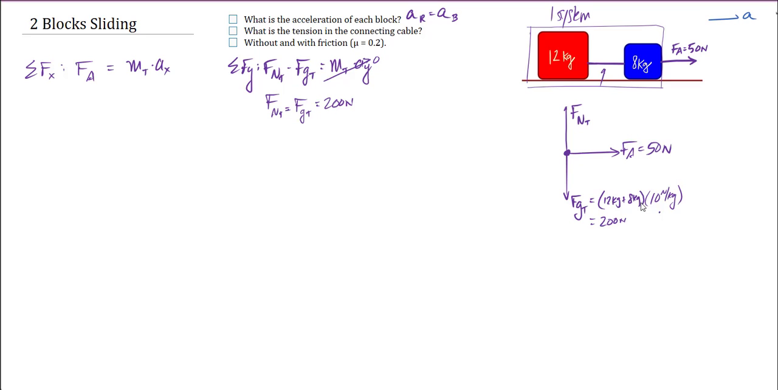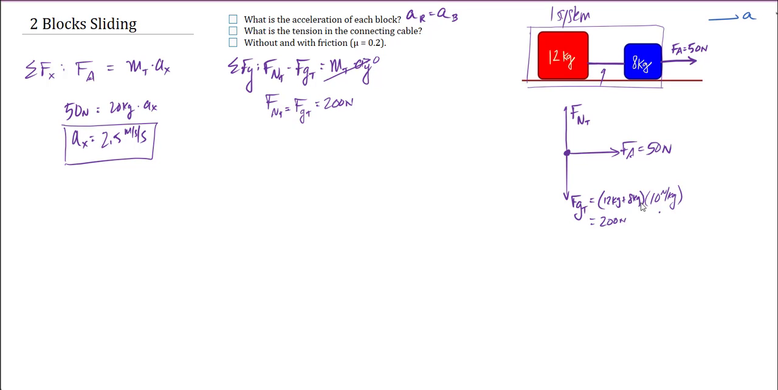And now if we jump to our x equation, we have our 50 newton applied force. So that's going to equal our total mass of 20 kilograms times the acceleration we're looking for. So we can easily solve this. The acceleration of the whole system is going to be 2.5 meters per second per second.